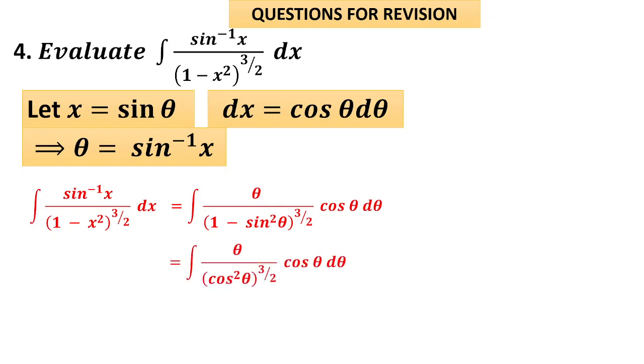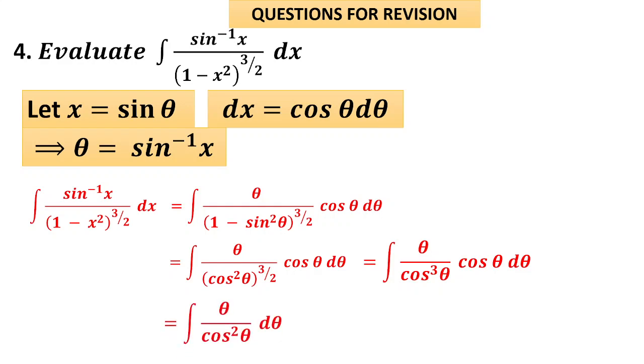What is 1 minus sin square? It is cos square. What is cos square whole power 3 by 2? It is cos cube. Therefore theta by cos cube into cos theta. Cos and cos can be cancelled. You will get theta by cos square theta, which is theta into secant square. Now you see it got reduced to a very simple one, where earlier it had the whole power 3 by 2, inverse and all. It got reduced to theta into secant square theta d theta.